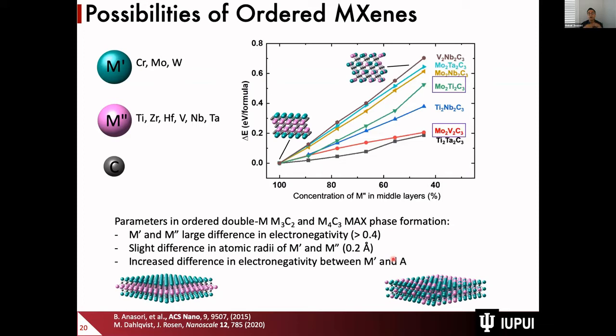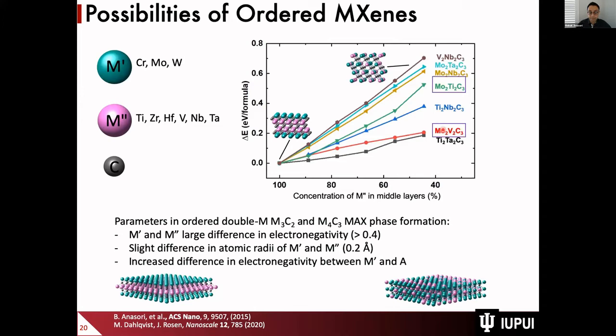Now, these are all DFT calculations. What happens experimentally? As I said, we don't have too many results, and this is an open area for exploration, but we know two of these: for example, molybdenum 2 titanium 2 C3 and molybdenum 2 vanadium 2 C3. Both have been predicted to be ordered, and the change of formation energy from ordered to solid solution for molybdenum titanium is higher than for molybdenum vanadium. This means, based on DFT, it is more costly to make a solid solution, so we have a better chance of having ordered phases of this one compared to molybdenum vanadium. Now let's look at the experimental work.